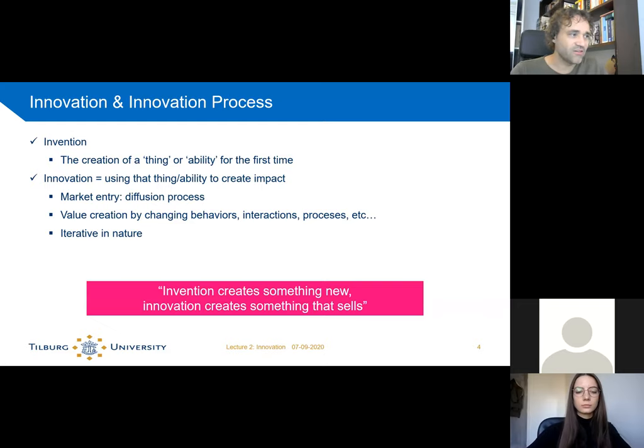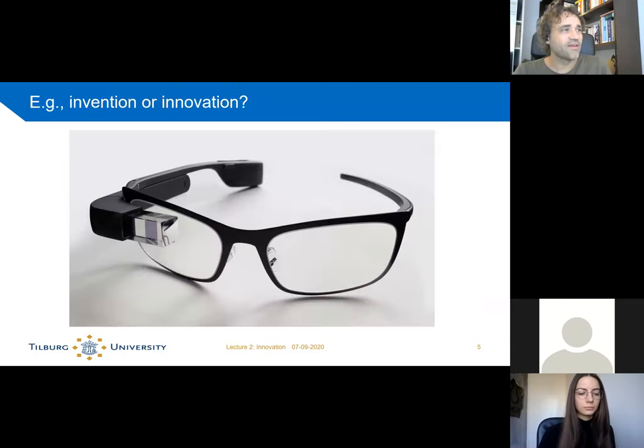Finally, an innovation is iterative in nature, and that means that innovations usually build upon each other. So it's hardly ever that there's something completely disruptive, although sometimes there is. So for example, I don't know if you remember this. This is Google Glass. So would you call this an innovation or an invention?